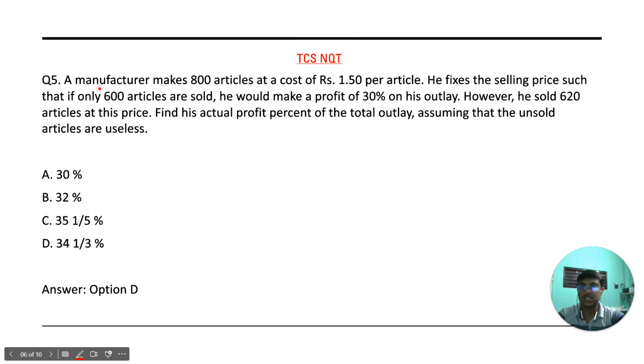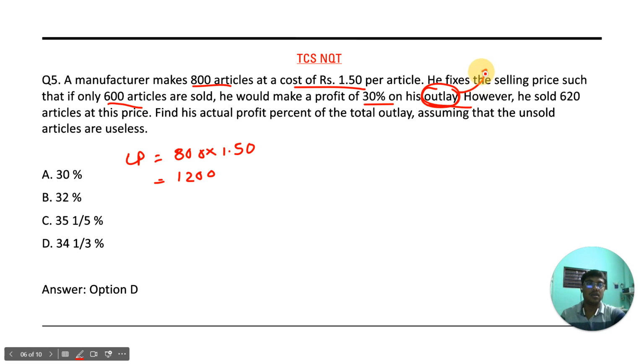Okay, so this question says a manufacturer makes 800 articles at a cost of rupees 1.50 per article. Okay, so from here we can get the cost price of the articles. Cost price is equal to 800 articles at the price of 1.50. So this would give us 1200 as the cost price, right? Now he fixes the selling price such that if only 600 articles are sold, he would make a profit of 30% on his outlay. Okay, so this word can make a bit of problem.